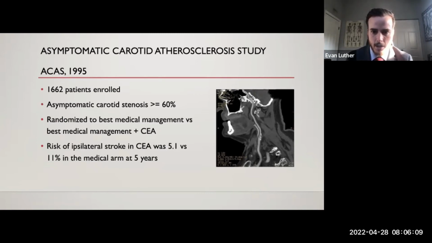But the caveat for this trial was that they had a really low perioperative morbidity and mortality for these patients. So they put an asterisk at the end of their results and said, listen, our perioperative major morbidity and mortality was about 3%. So these patients only truly benefit if you can keep your morbidity lower than that. Otherwise, the risk reduction becomes more and more minimal.